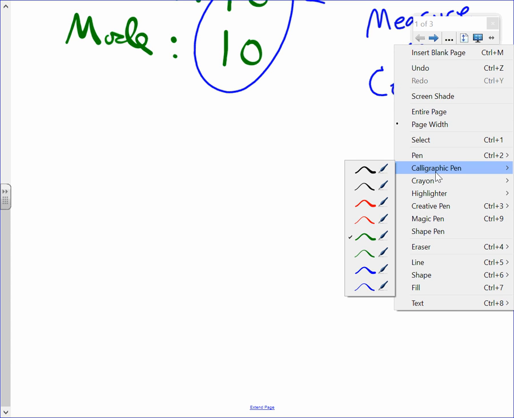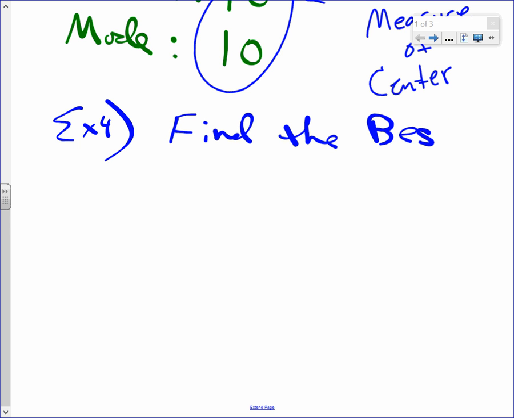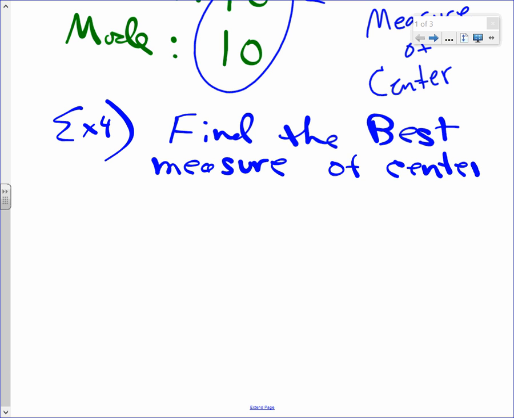This would be example 4. Find the best measure of center. Let me give you the data here.